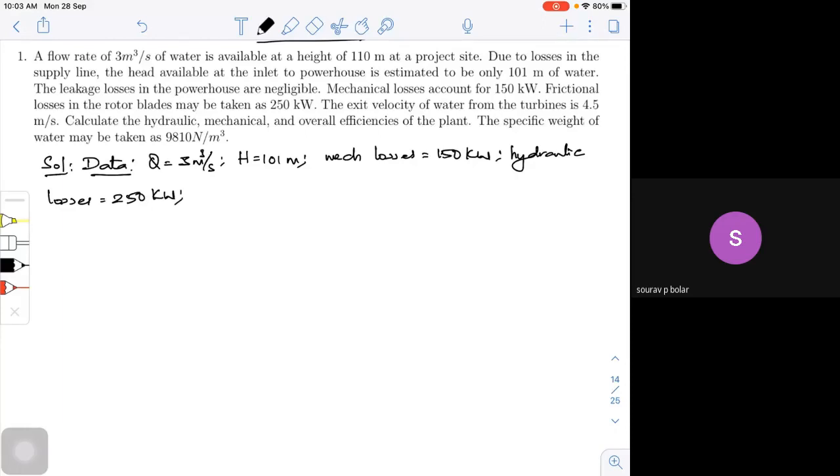The fluid is exiting. It goes out with some kind of a velocity that we call it as V2. The exit velocity is around 4.5 meters per second, and maybe the specific weight we call it as gamma or omega, which is 9810 Newton per meter cube. This is what they are given.